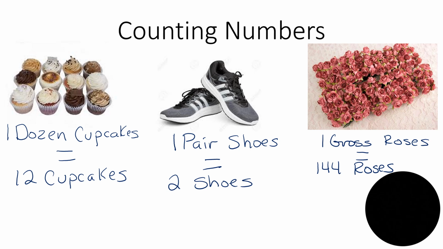Another counting unit you may know about is a ream. Paper comes in reams, and that's 500 sheets of paper. Now, none of these counting numbers work for us in chemistry because we're talking about particles that are really, really small, so atoms, molecules, formula units. So we need a counting number that is larger than that.